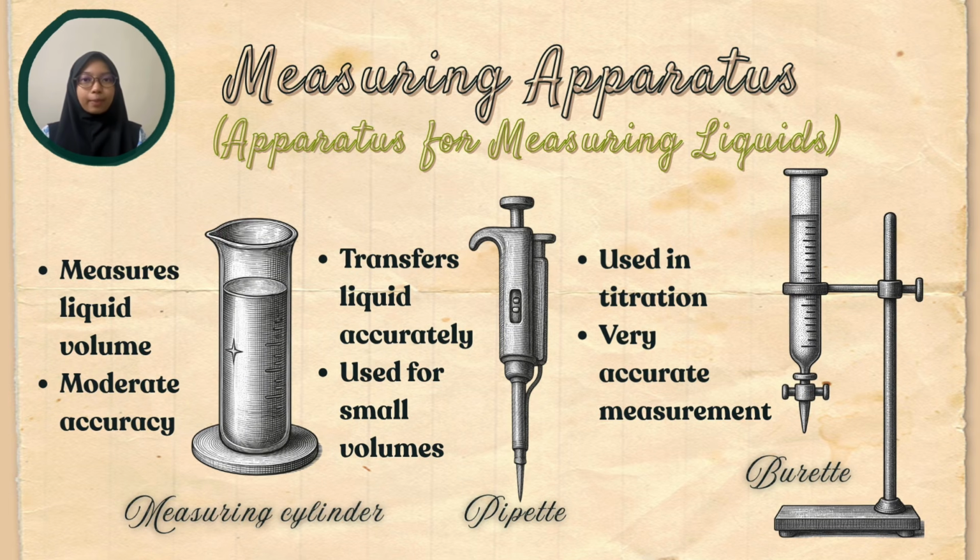Next, the pipette is used to transfer small amounts of liquid accurately from one container to another. It is commonly used when precise measurement is needed. Another important apparatus is the burette. The burette is mainly used in titration experiments because it can release liquids very accurately and slowly.